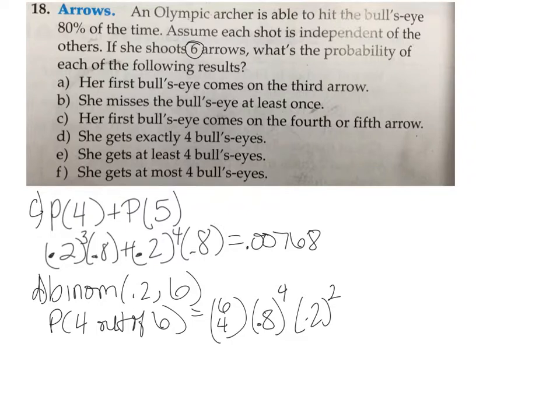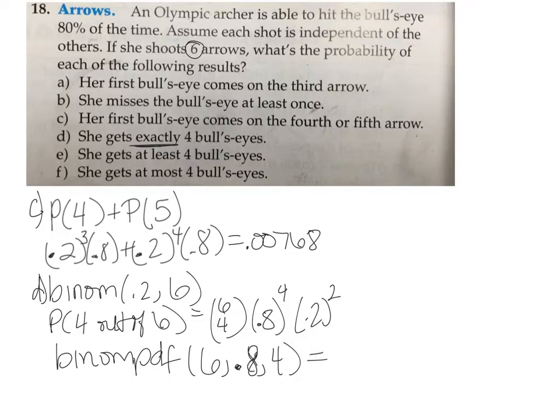In the calculator, much easier to do. Binom PDF, because I just want exactly 4 bullseyes. And I put in 6, my probability of success. We're talking about making them, so it's 0.8. Oops, I closed my parentheses too early. And comma 4. And that is 0.246.